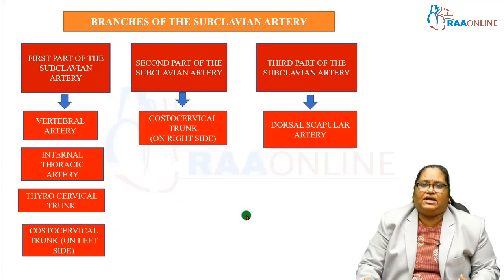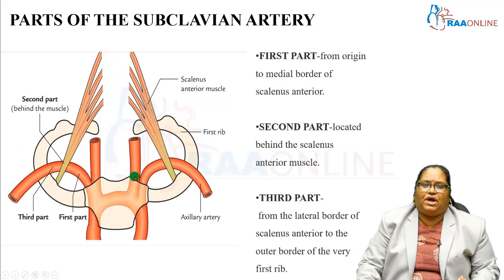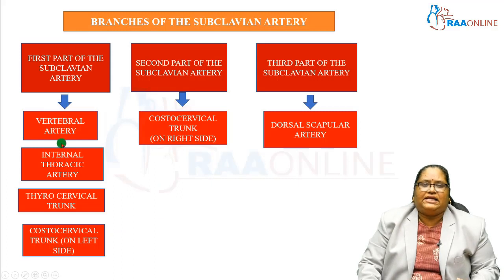Now we will see the branches of the subclavian artery. The first part, as I said, is from the origin to the medial border of the scalenus anterior muscle. The branches given by the first part of the subclavian artery are the vertebral artery, internal thoracic artery, thyrocervical trunk and the costocervical trunk on the left side. The second part, which lies behind the scalenus anterior muscle, gives the costocervical trunk on the right side.